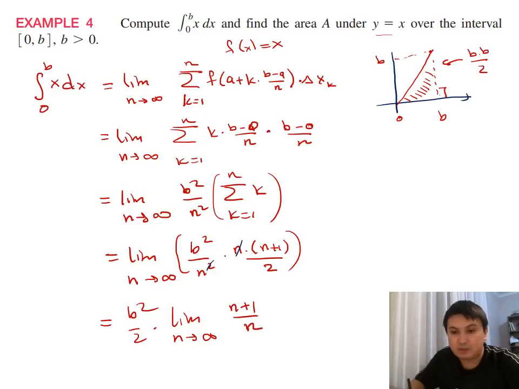Now, what is the limit of n plus 1 over n? Well, we have two different methods. For example, you can apply L'Hopital's rule to show that this limit is equal to 1, so this becomes b squared over 2, right? This is indeed what we got using simply geometry. So that sort of justifies the definition that we provided for the area under the curve using definite integrals.